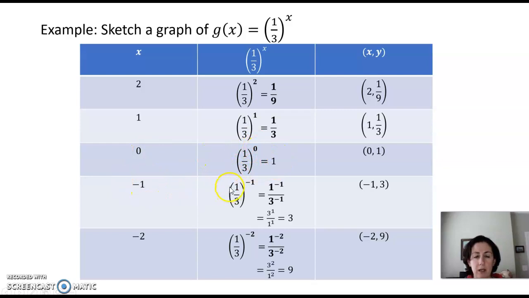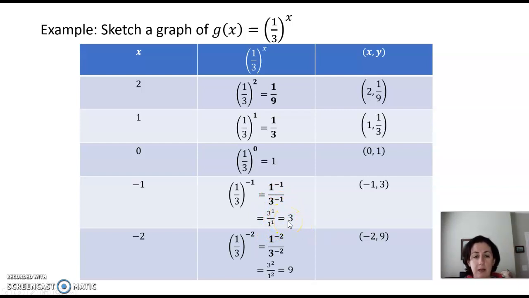Plug in -1. 1/3 to the -1 power. Again, I don't have addition or subtraction, so I can take 1 to the -1 and 3 to the -1. I can distribute that -1 exponent. To get rid of a negative exponent, you move it to the other side of the fraction bar. So this 1 will come down, and this 3 will come up. 3 to the 1 is 3, 1 to the 1 is 1, and 3 over 1 is 3.